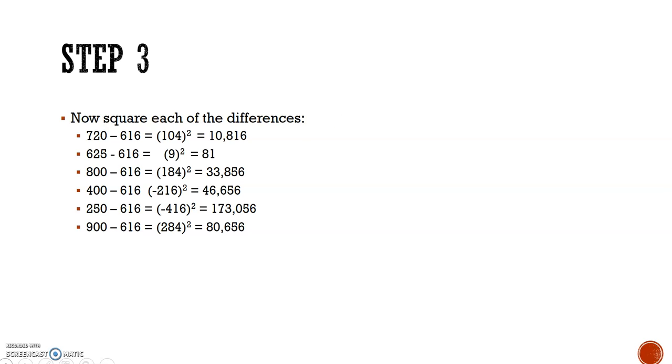Now we're going to take the square of each of the differences. So we took this as a 104 difference, take the square, that's 10,816. 9 squared is 81, and so on. You're going to need a definite calculator for this one. All right. So step 4, you're going to find the mean of the squared differences, which means you're going to add them up and divide by 6, which is 57,520.